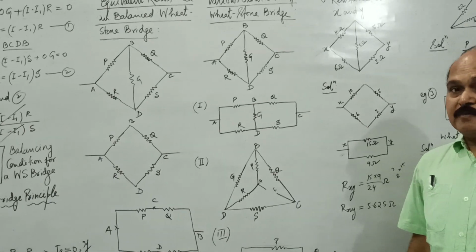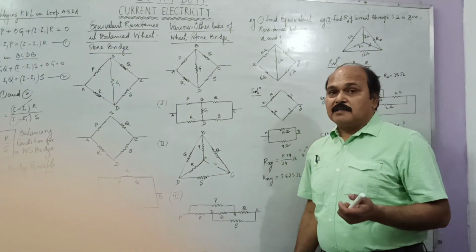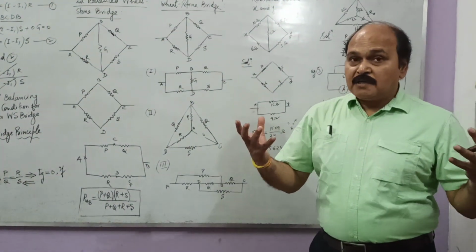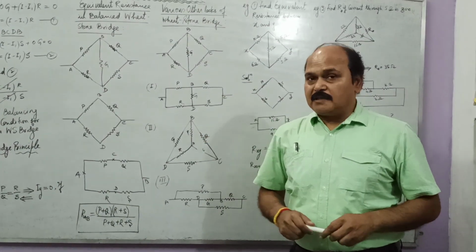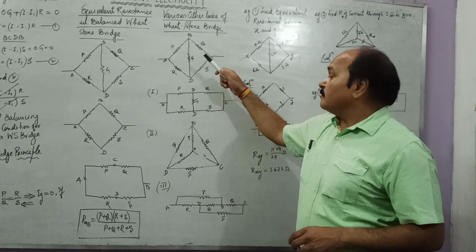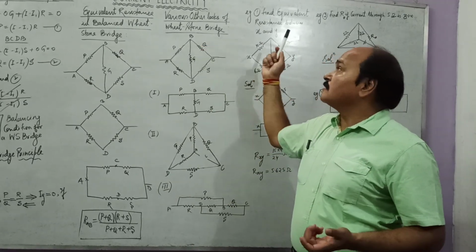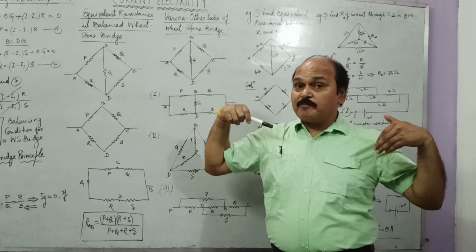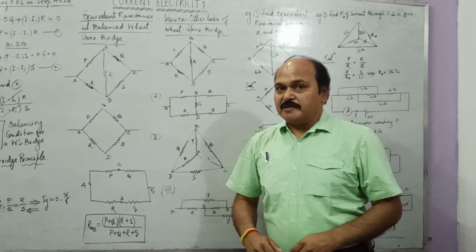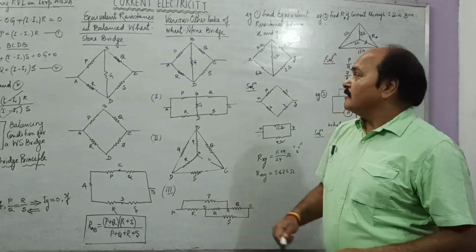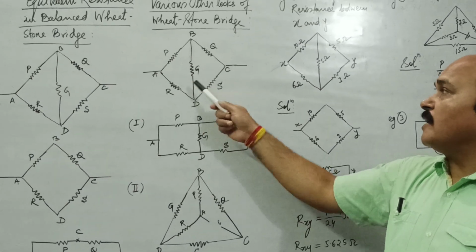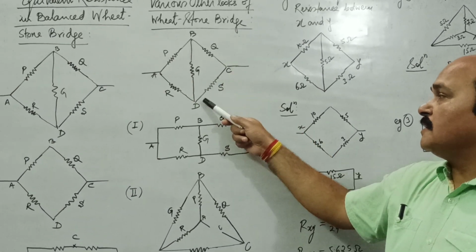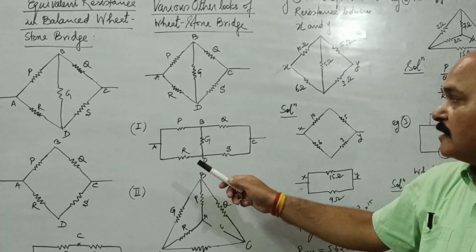Now when a Wheatstone bridge is there in your numericals, at times what happens? It is there before you, but you are not able to identify it. Why? Because it comes in various other looks. So what are the various other possible looks of a Wheatstone bridge? Well, this is of course a very popular look of Wheatstone bridge, P, Q, R, S and galvanometer connected across it. Now this is look number 1.